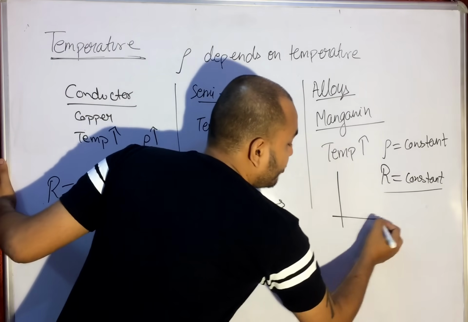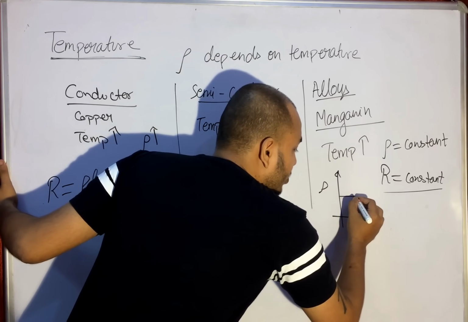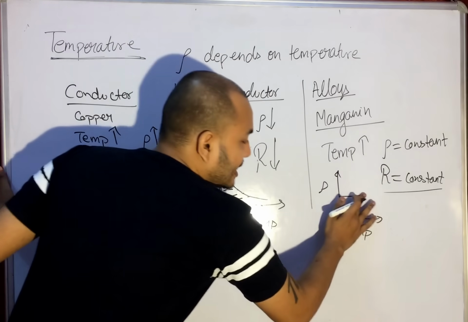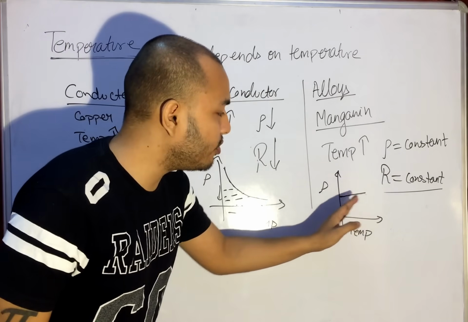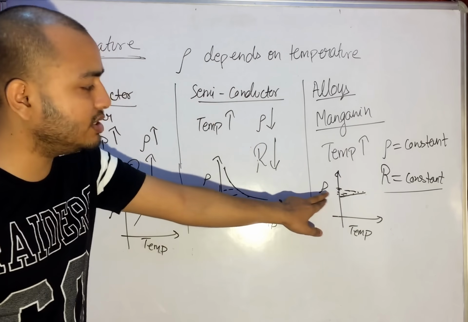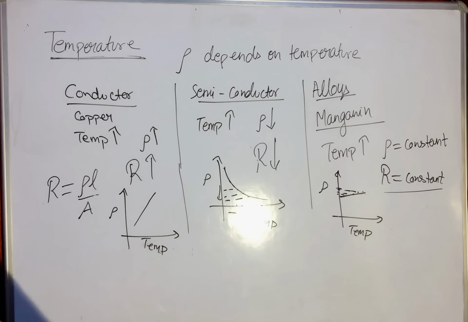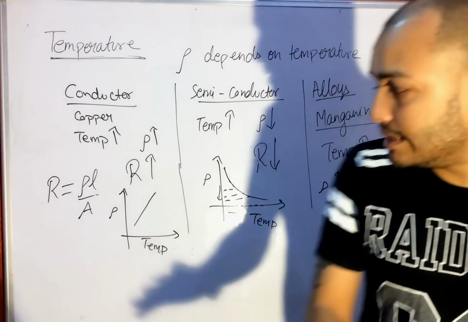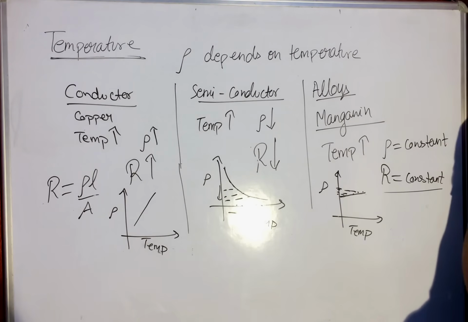And if I draw the graph of resistivity versus temperature for alloys, then it would be somewhat like this. It is not exactly a straight line. It is somewhat constant. Resistivity remains nearly the same, does not increase by much, just the same over this distance. So these are the graphs of resistivity, as well as if asked for resistance. As resistance depends upon resistivity, this could also be the graph of resistance versus temperature.